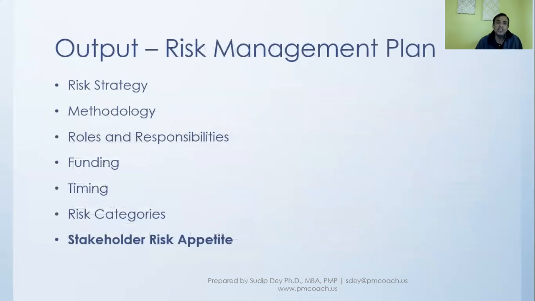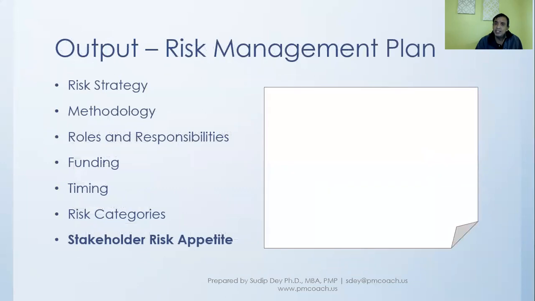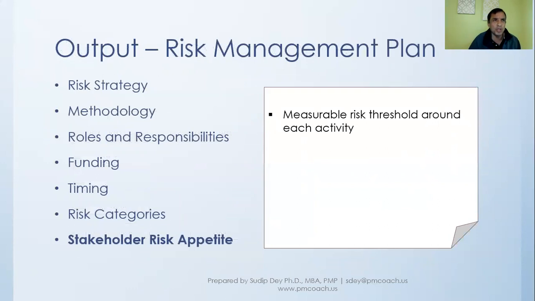Then, stakeholder risk appetite. They are really some measurable risk threshold around each activity. So basically, for each different project, each individual risk that we're talking about, we will talk to the stakeholders, ask them questions and find out what the risk threshold or risk appetite is, and we will put them together in a way that it is measurable.